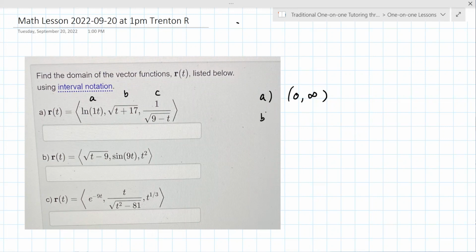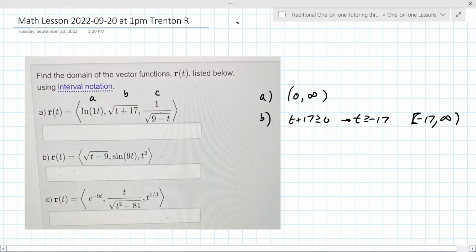For B, you have to set the inside part greater than or equal to 0. You're setting t plus 17 greater than or equal to 0. So t is greater than or equal to negative 17. So that's negative 17, sorry, with a bracket to infinity. And then the last one here, this one's a little bit odd, but you set the inside part greater than 0, not greater than or equal to 0, because you never want to divide by 0 there. So we add t, switch this around, t is less than 9.